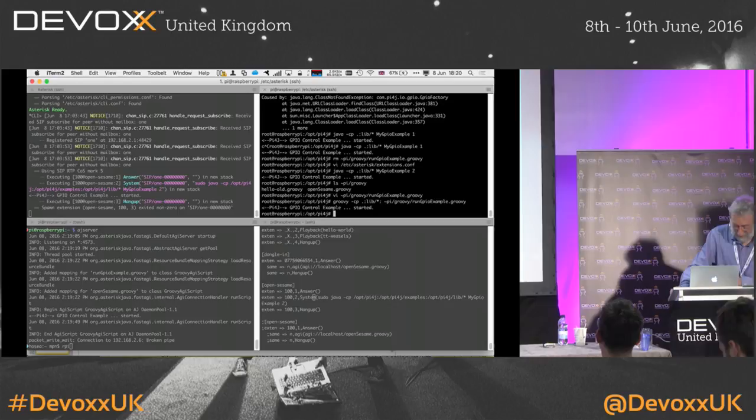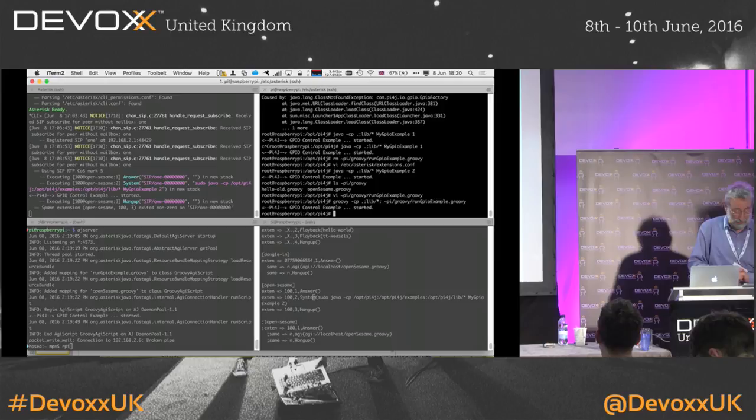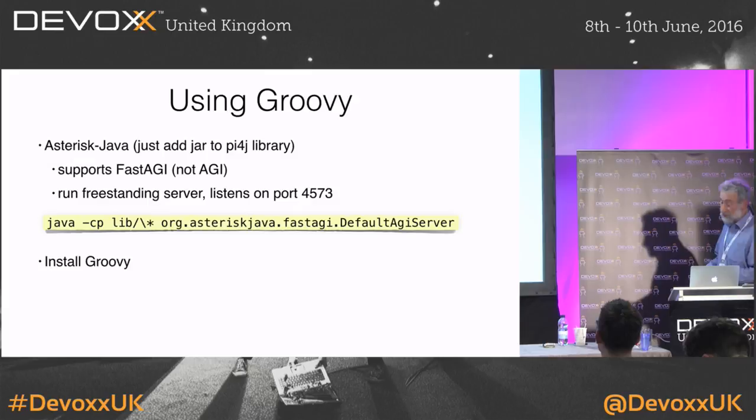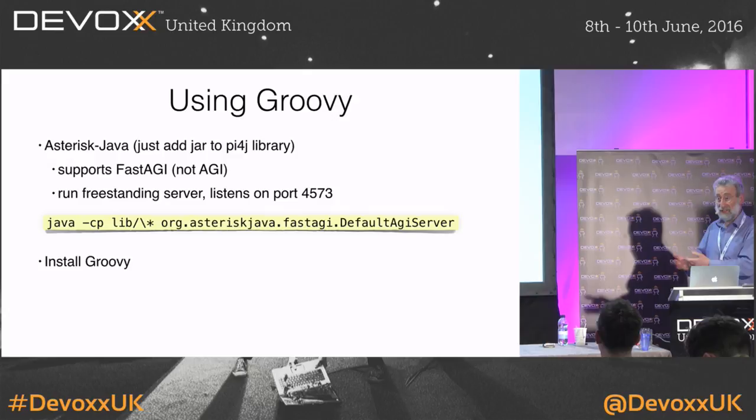Okay, so Groovy. So I actually can make it go from Groovy. So that's good. Obviously, we're far from there yet, but we're getting there. So now what I want to do is run a Groovy script from AGI.